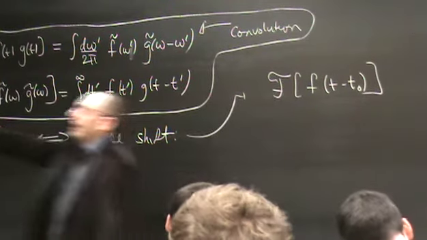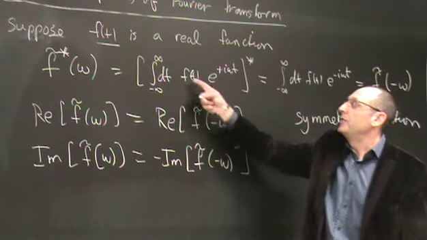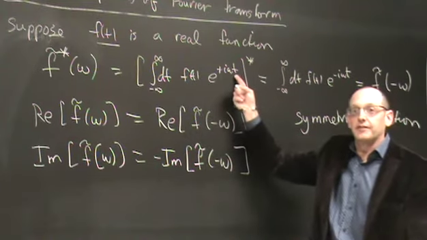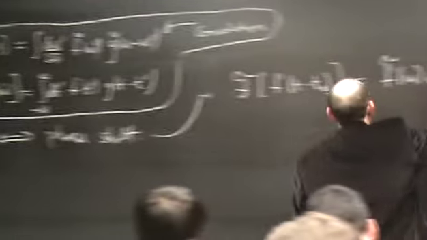So if I look at that, I put f of t minus t naught here, well then I can just redo the variables and that causes a shift of the phase. So the Fourier transform of a shifted function is a phase shifted version of the Fourier transform.